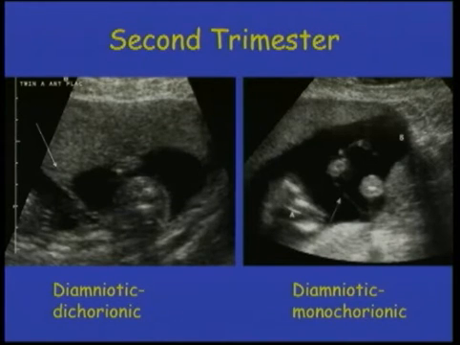On the left, we see a twin peak and a diamniotic dichorionic placenta, and on the right, we see a very thin, wispy membrane floating adjacent to the limbs of this fetus, and we see no twin peak. This is a diamniotic monochorionic twin.